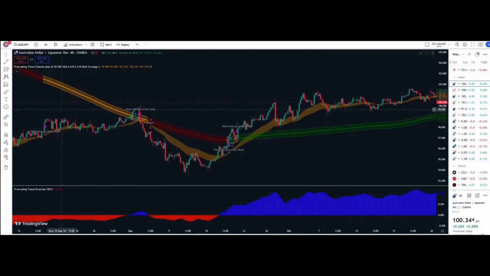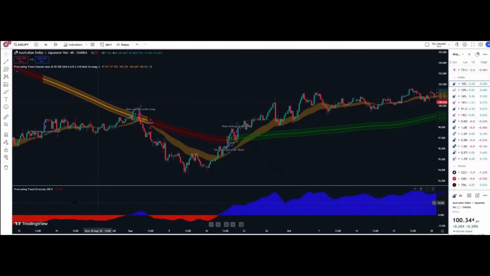And also we'll be combining this strategy with the pro trading trend direction, because the trend direction gives us more confidence that the trend at the moment is in a very stable position. So when the pro trading trend channel gives us the indication that price is currently in an uptrend or a downtrend, then we look out for what we are getting from the pro trading trend direction.